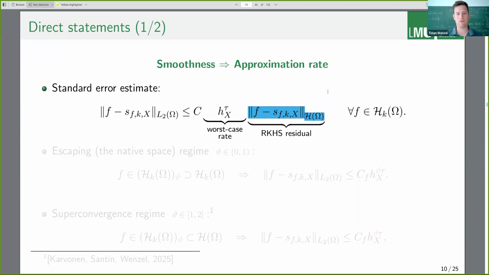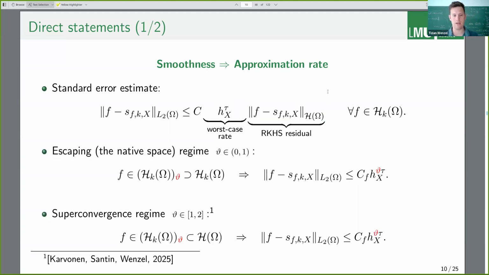Then if we want to have a look into these two regimes, escaping and superconvergence, the statements look like this. What we see in particular is that if our function is included in some power space with theta, then this really means that our approximation rate also scales like theta.